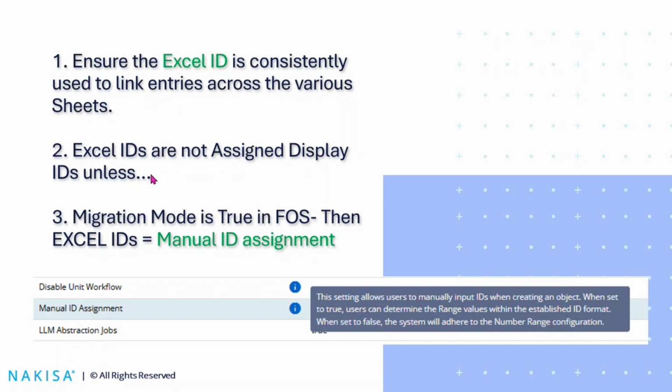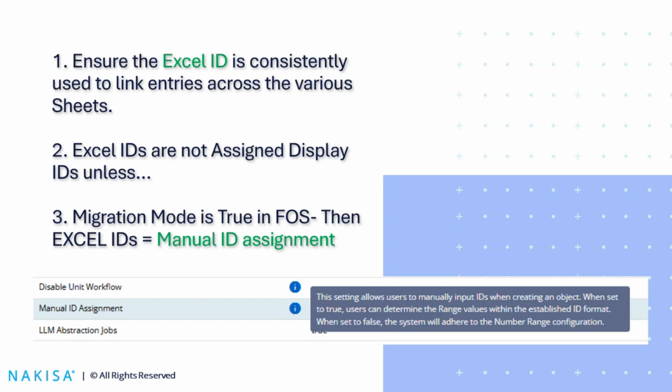One thing I'd like to mention is that the Excel IDs are not the assigned display IDs. Once your contracts or objects are imported, they are just there for information purposes, unless you have the migration mode on, which is set to true on the back end. What it does is, when clients want manual IDs assigned to their contracts, the Excel ID will be the same as the assigned ID that the clients have given.